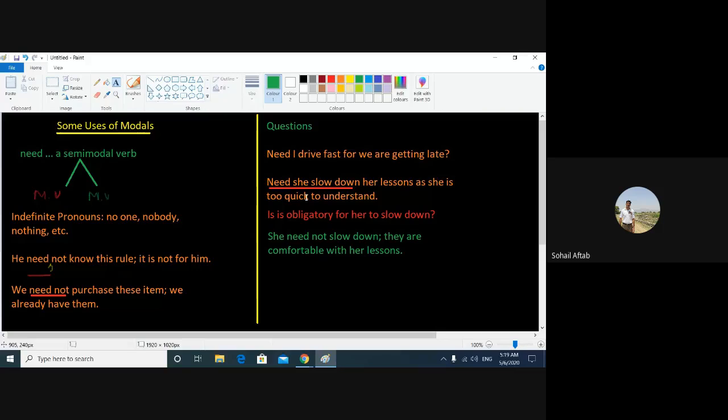Yes, that's a good thing you have pointed out. Did she slow down her lessons as she is too quick to understand? Now here, what exactly have I done? I have missed a question mark, so I'll do it now. Let's get to the right color and then put a question mark here. Okay. So here comes a question mark. Okay, that's done.